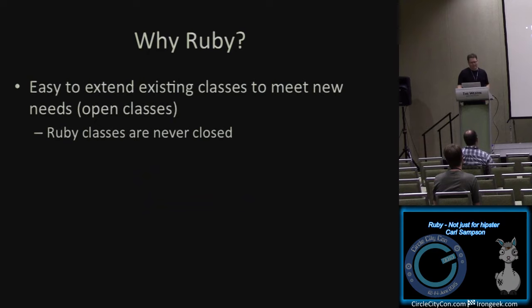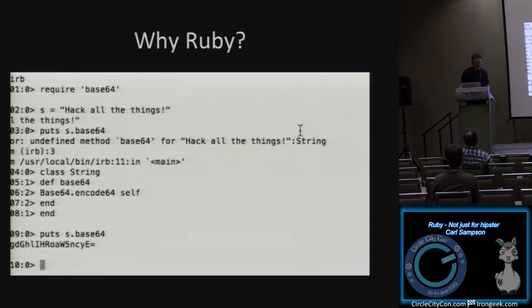It's easy to extend existing classes to meet new needs. These are called open classes, which in general programming, you can argue is not a good thing, because you can do some really convoluted things. But you can also do some really interesting things, and a lot of frameworks in Ruby leverage that. ActiveSupport is one that I can think of that does that. So I just have a quick example slide here.